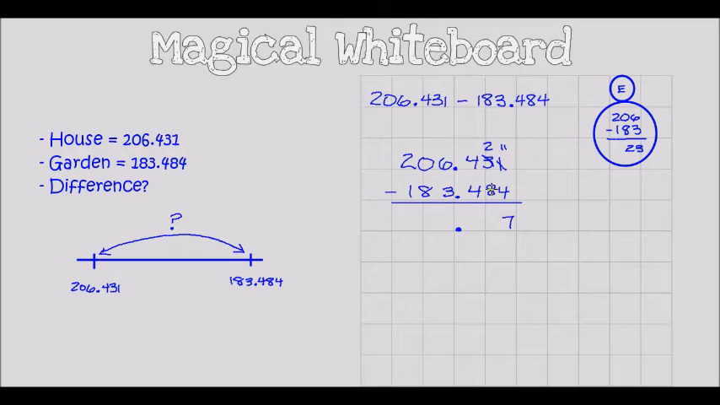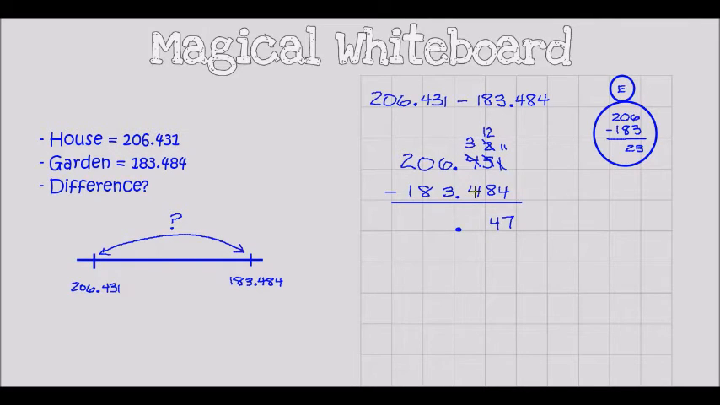2 hundredths minus 8 hundredths. I can't do it, so I need more hundredths. So I'm going to borrow from the tenths, leaving 3 tenths behind, bringing 1 tenth over. That 1 tenth is worth 10 hundredths. I already have 2 hundredths, so I now have 12 hundredths. 12 hundredths minus 8 hundredths is 4 hundredths.